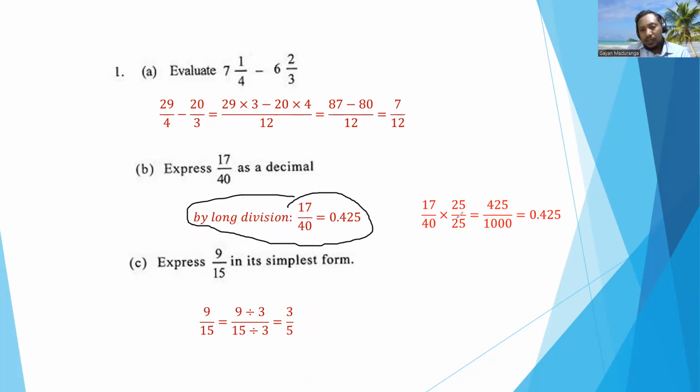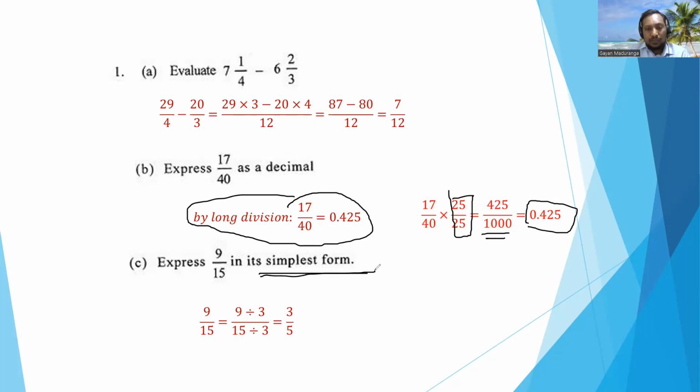The other one, you multiply denominator and numerator by 25. You can convert the given fraction into 425/1000. So when it is divisible, division by 1000 is pretty easy. You can jump the decimal point 3 steps backwards. So eventually we'll get 0.425.